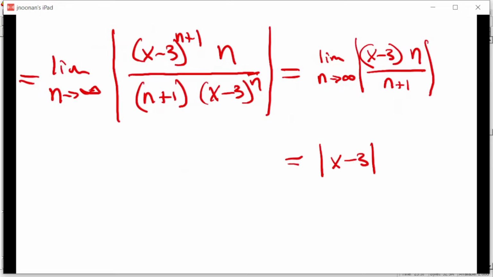Now you might say, wait a minute, what's the absolute value still there for? The reason I still have the absolute value is because I don't know what x is. If x is, say, 4, then this will be 4 minus 3, which is 1. But if x was the number 2, then this will be 2 minus 3, which is -1. And I'll need those absolute values there. Okay, so there's what we got.